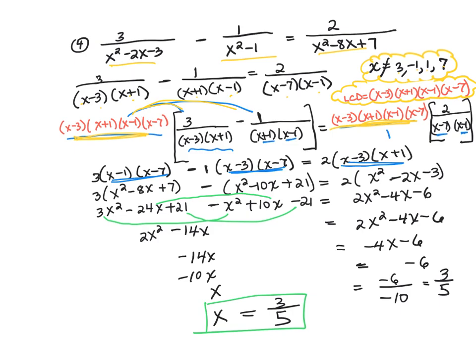You could check your arithmetic. I believe that is correct. And 3/5 is not one of the restrictions that we've listed up here, and that is our solution set. Okay, now let's see what this means graphically.